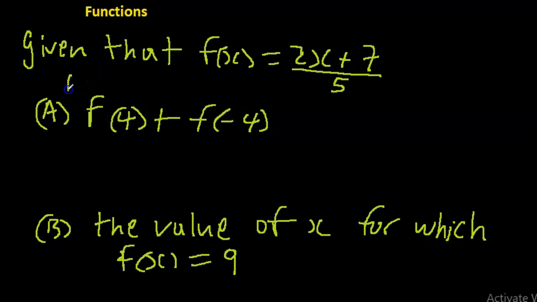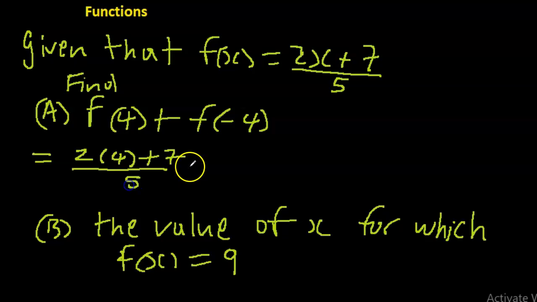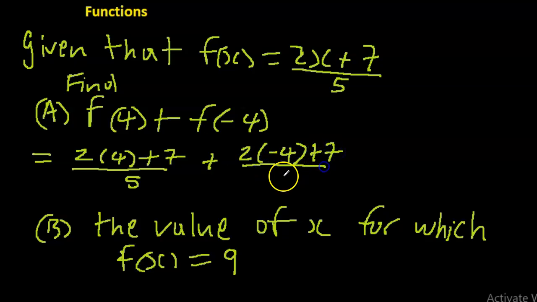So let's continue to work some problems. Given that f of x equals (2x plus 7) over 5, find f of 4 plus f of negative 4. So f of 4 would mean you replace the x value with 4, right? So f of 4 would be (2 times 4 plus 7) over 5, plus f of minus 4, where you're replacing the x value with minus 4, so that's (2 times minus 4 plus 7) over 5.